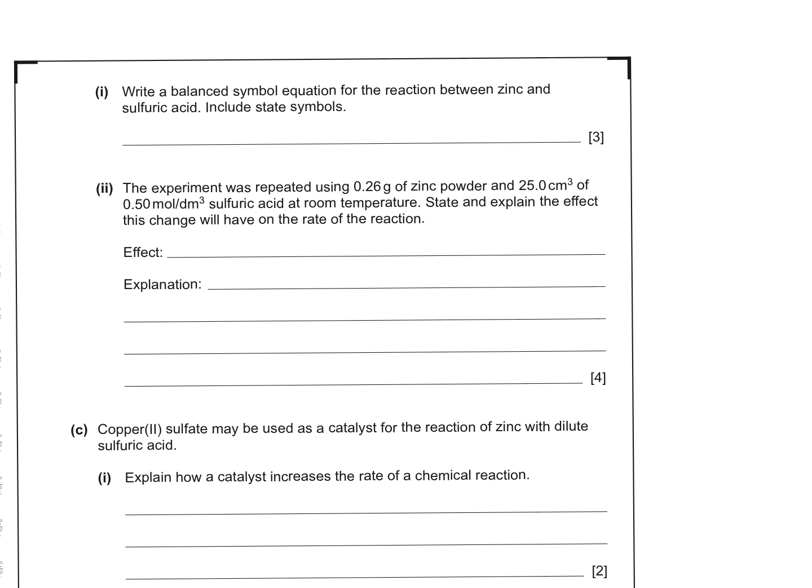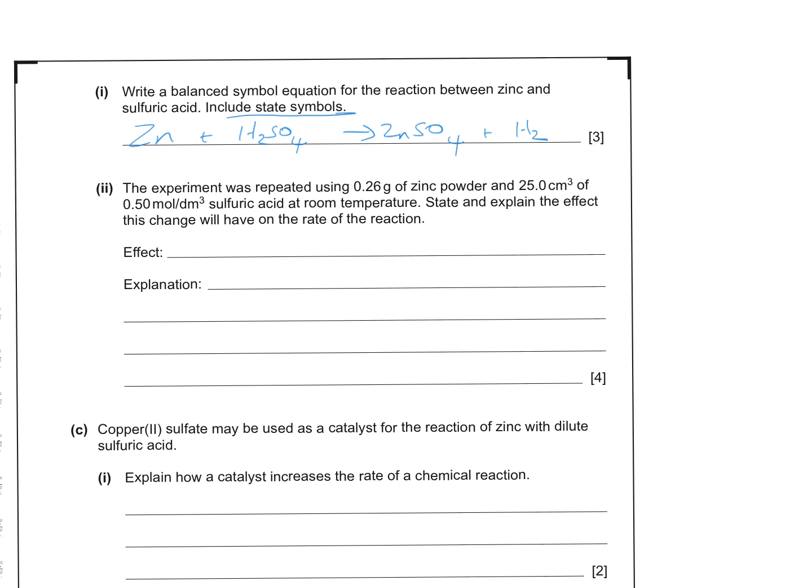Write a balanced equation for the reaction between zinc and sulfuric acid. Well, zinc is Zn, sulfuric acid is H2SO4, zinc sulfate is formed, and hydrogen gas is produced. That would be 2 marks, one for the left hand side, one for the right.